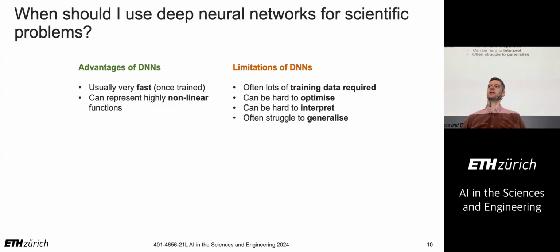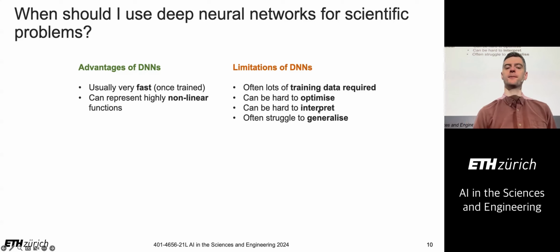Okay. So let's zoom out even further. Let's just think about deep neural networks in general and actually just ask the question: when should we use deep neural networks in our scientific workflows? And I think this is actually quite a nuanced question, and it's not always the case that you should just use a neural network in your workflow because of these limitations of deep neural networks.